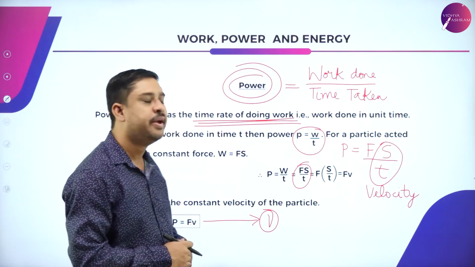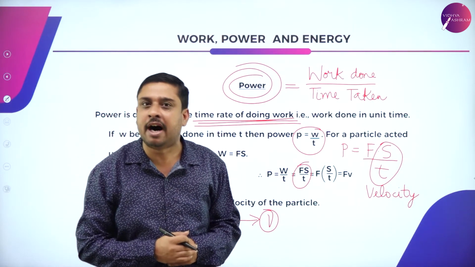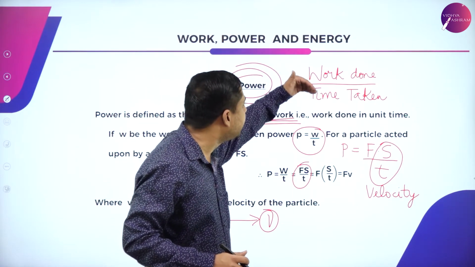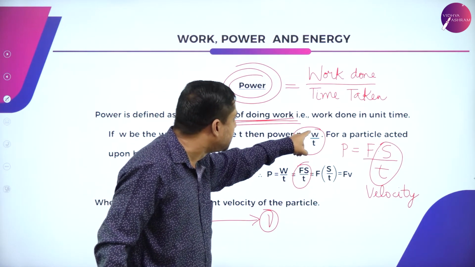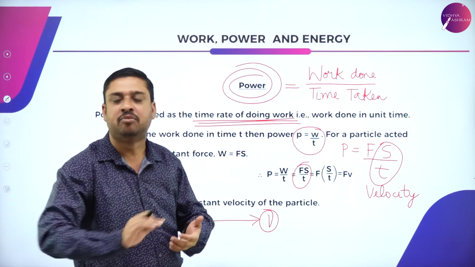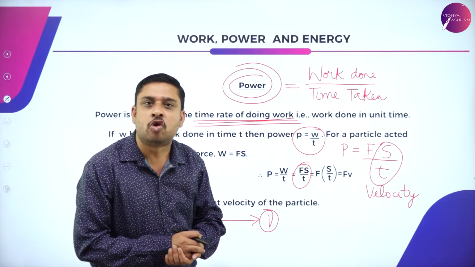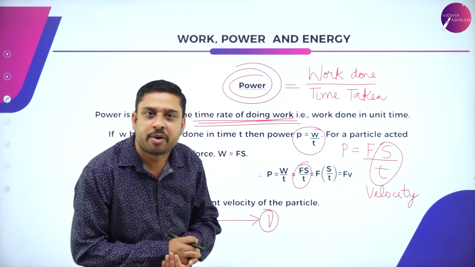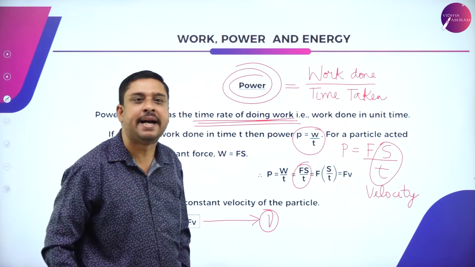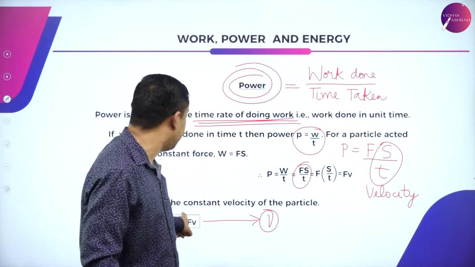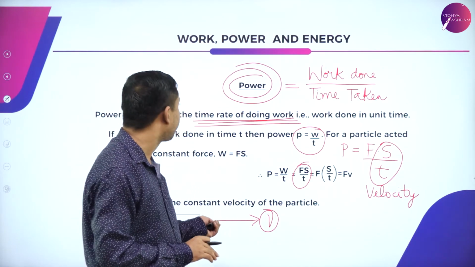So we say power is the rate of doing work, work done by time taken. P is W divided by T. Work done is defined as force into displacement, divided by time. Displacement divided by time is velocity. So P is F dot V.